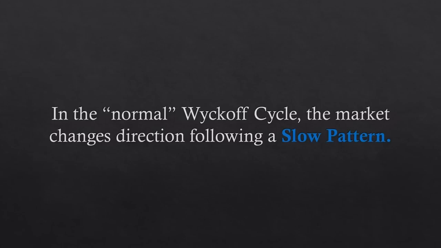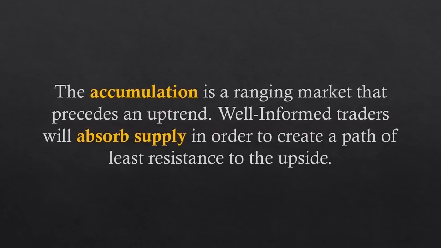It's time now to take a closer look at the nuances of the accumulation and distribution processes. Let's begin with the accumulation process. The accumulation is a ranging market that precedes an uptrend. In other words, the accumulation is the market phase where large traders will absorb supply, which we can see as the cause of the uptrend that will follow, known as the effect.